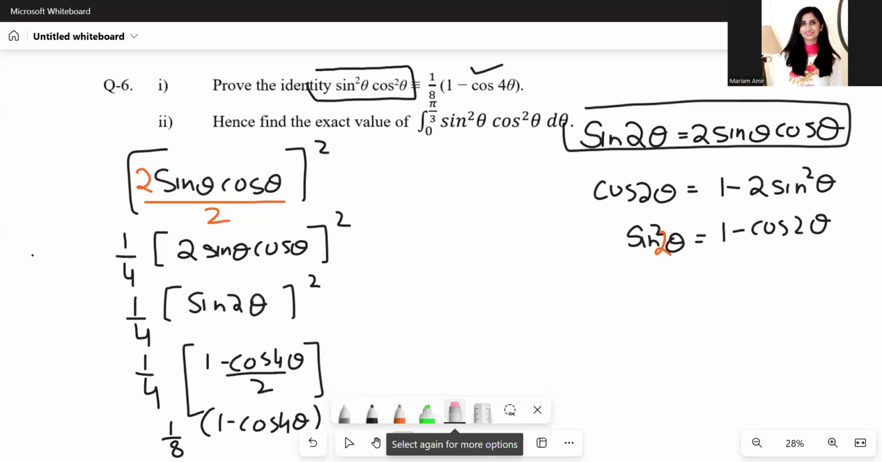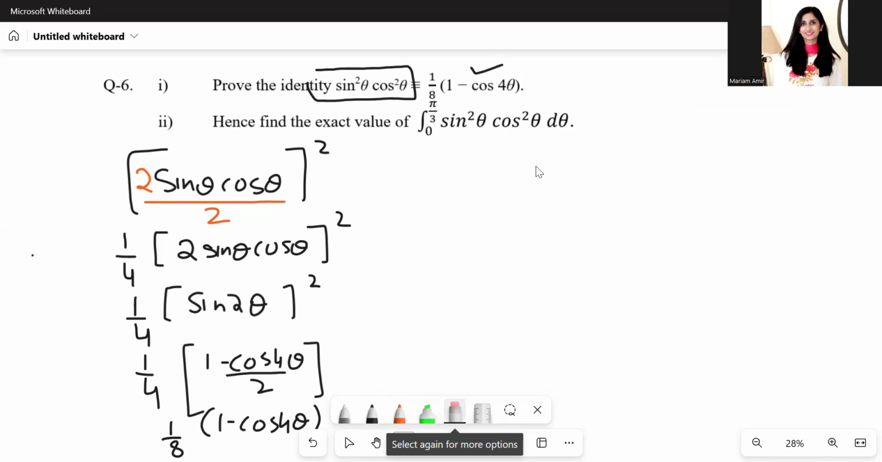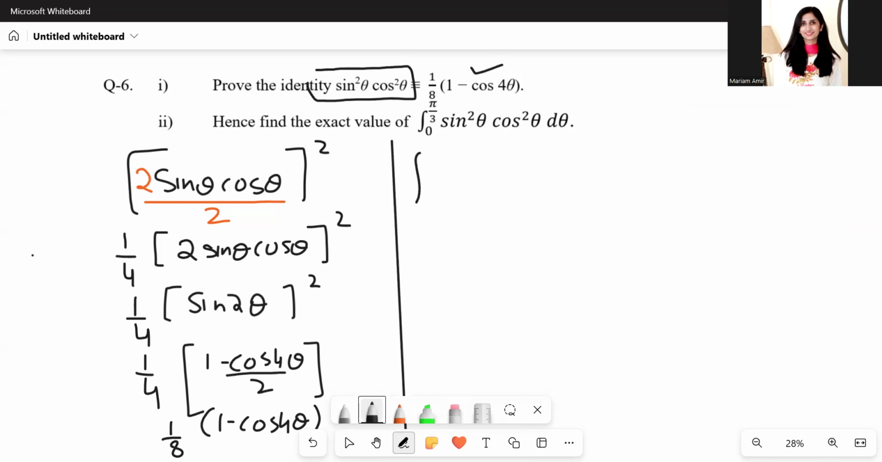Now let's do part 2, where it says hence, which means we have to use the previous result. So now to integrate from 0 to π/3, instead of integrating this, we'll integrate its equivalent side, which is 1/8 (1 − cos 4θ). We can write 1/8 outside because it's just the coefficient, and 1 − cos 4θ inside, dθ. All right, so 1/8 stays outside.